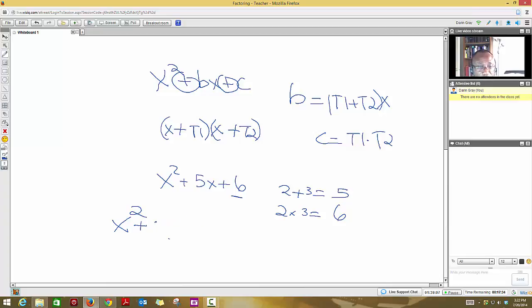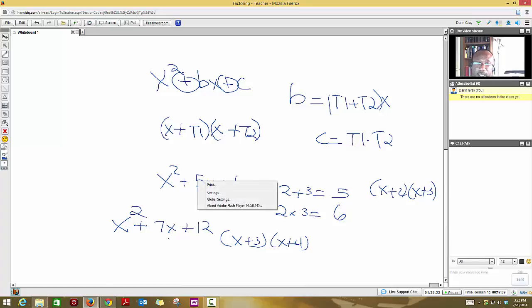So let's pick another one. Let's say x squared plus 7x plus 12. 3 times 4 will give us 12. 3 plus 4 gives us 7. So we end up with x plus 3, x plus 4. Oh, and I forgot to write it up here. This one was x plus 2, x plus 3.